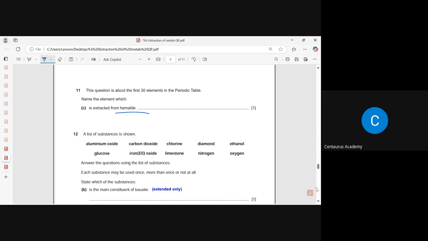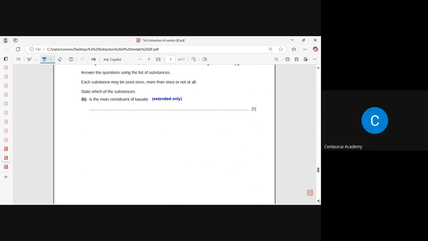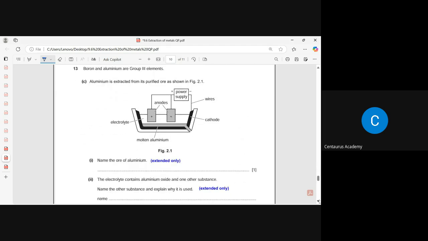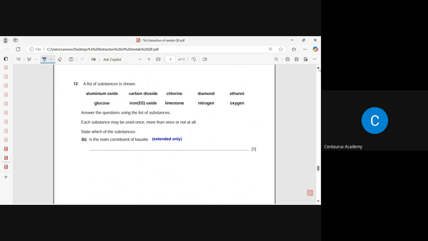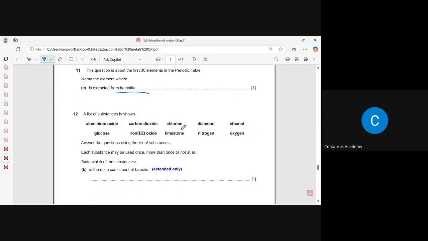Then the next question says boron and aluminum. There's one more thing I have to add in here. Supposing the question here says name the element which is extracted from the hematite. Okay, and you mention here iron.